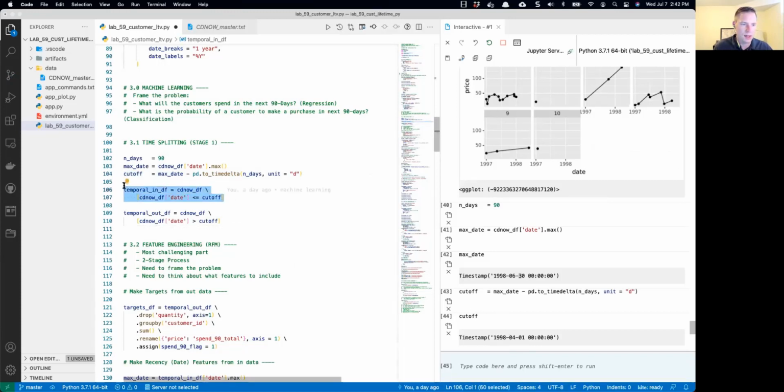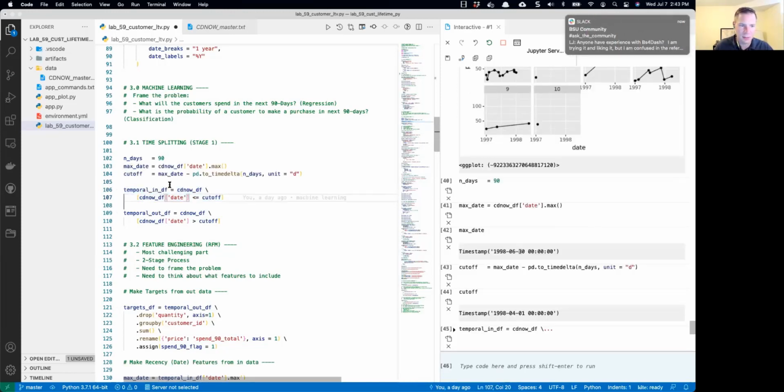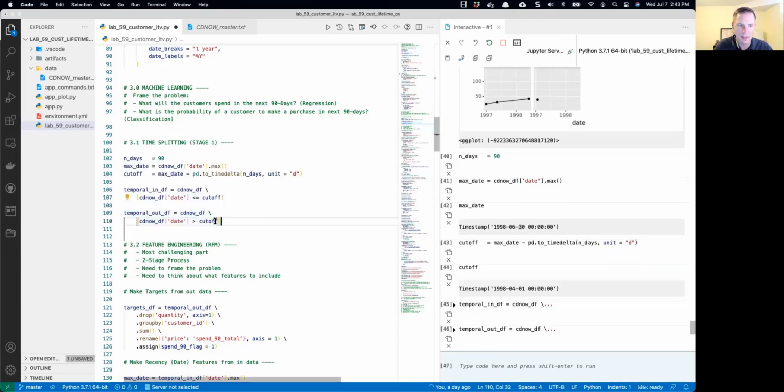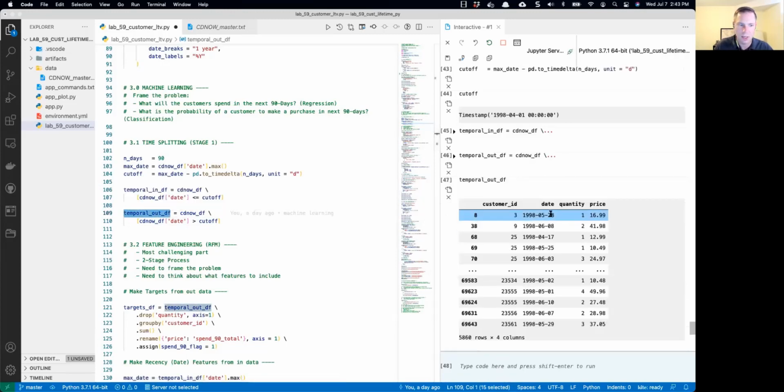We're going to then create an in data set and an out data set. So this is temporal in df, and this is going to be all data that is before this date, or less than or equal to this date. And then this temporal out is going to be all the data that is greater than that date. If I look at this temporal out, none of the purchase history should be earlier than this date. And we can see that these are all 1998-04-01 or later.